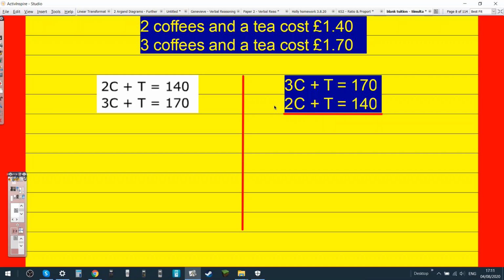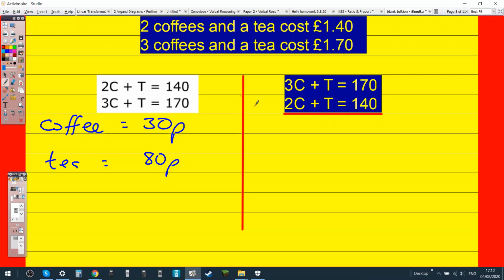Well, I think a coffee is 30p. Yeah. Okay, and I think a tea is... I think so. And so you can do what we were doing before.